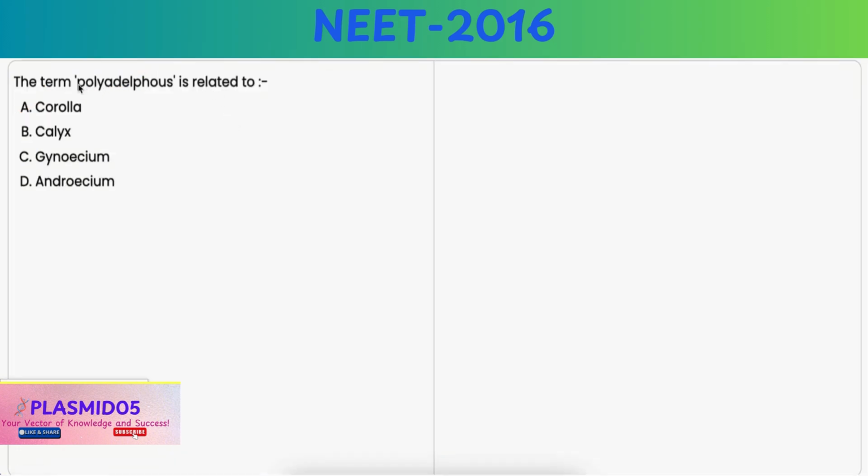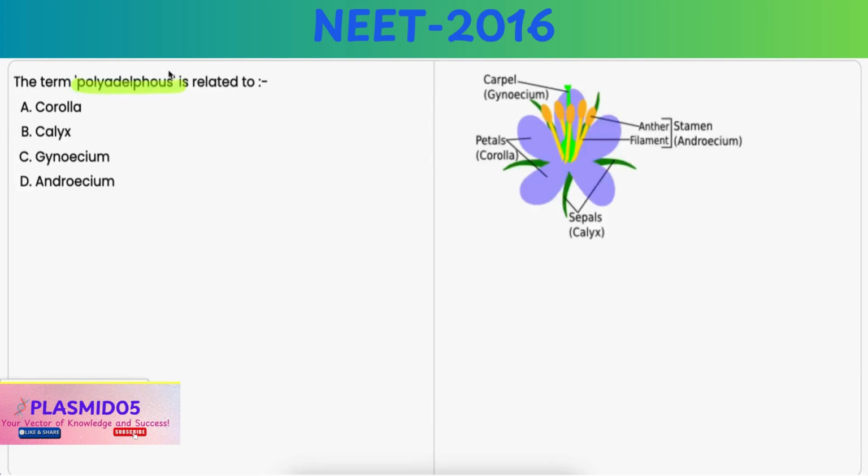The term polyadelphous is related to option A, corolla. It is incorrect because this is not related to corolla, that is the petals of the flowers. Option B, calyx. It is also incorrect because the calyx consists of sepals and is unrelated to polyadelphous. Option C, gynoecium. It is also incorrect because gynoecium refers to the female reproductive part of a flower, which includes carpels or pistils, which is not related to polyadelphous.